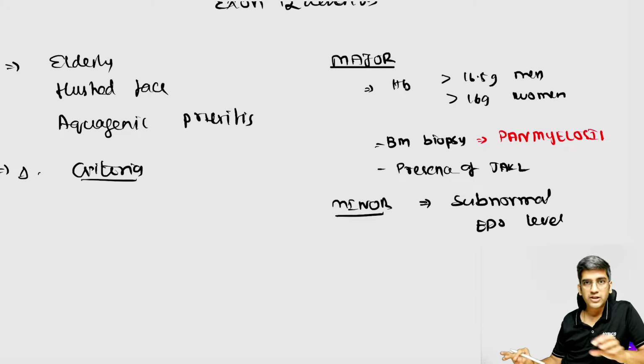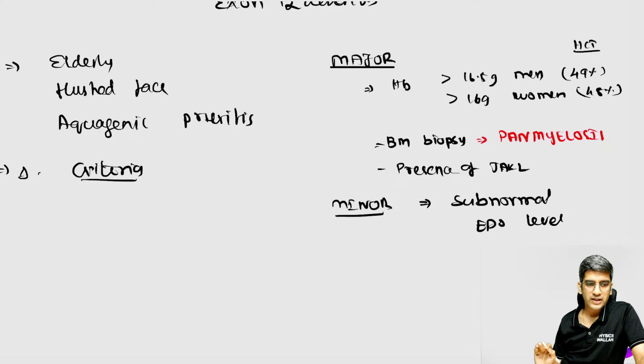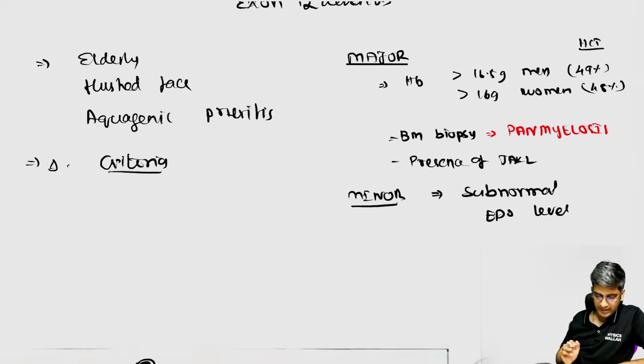Robbins might differ, so this is as per the latest one. Or I can use hematocrit, though in most places they don't use hematocrit. More than 49% in men or more than 48% in women. With respect to hematocrit, I can call it, right? So based on the criteria, you'll be able to diagnose polycythemia vera.